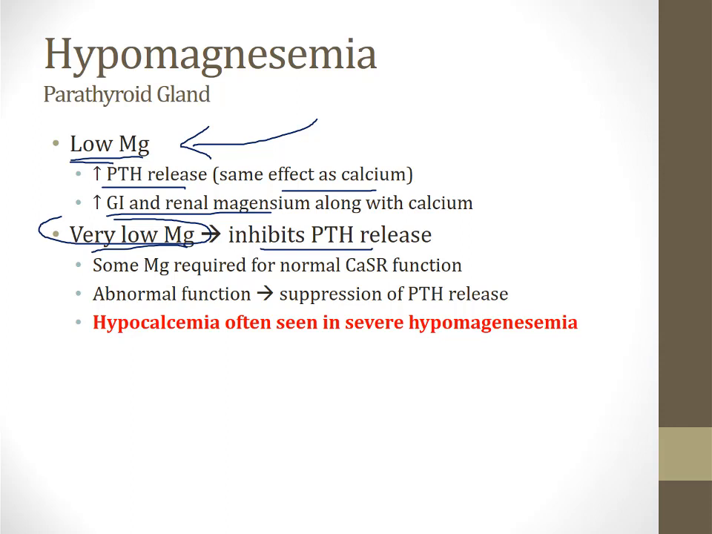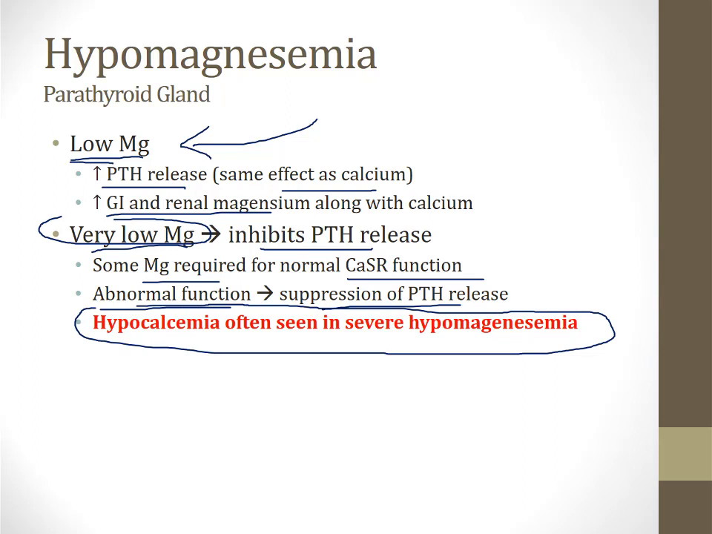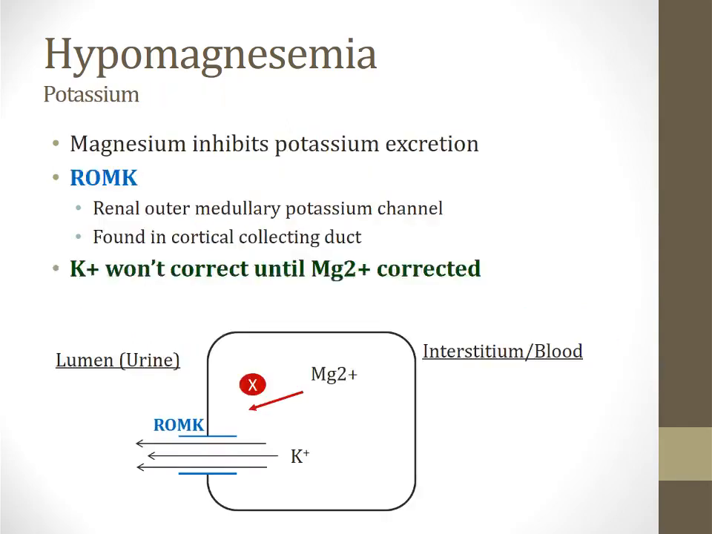The reason this occurs is because some magnesium is required for normal functioning of the calcium receptor in the parathyroid gland. I talk about this in more detail in the endocrine video on the parathyroid gland. When this happens, there's abnormal function of this calcium receptor, and that leads to suppression of parathyroid hormone release. So for this reason, hypocalcemia is often seen in severe cases of hypomagnesemia, and it is very high yield to remember this.